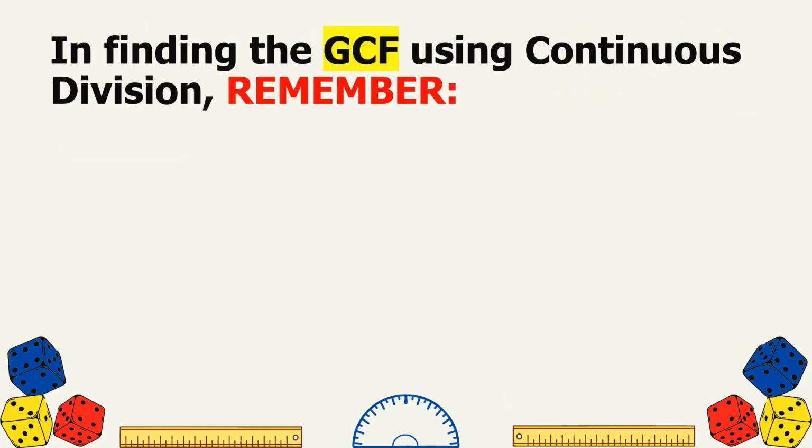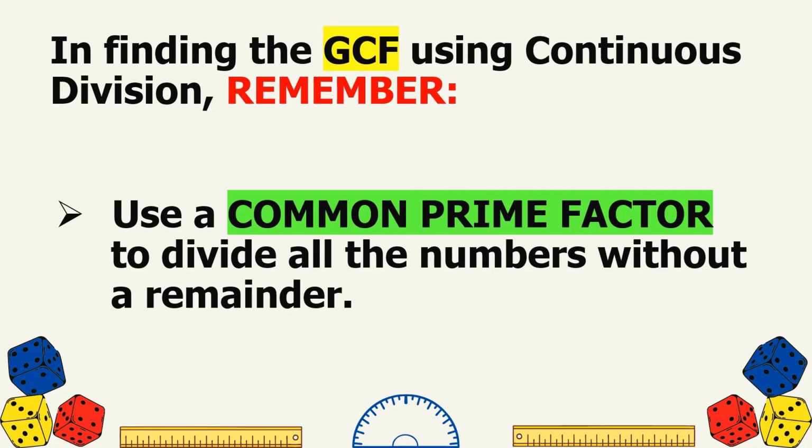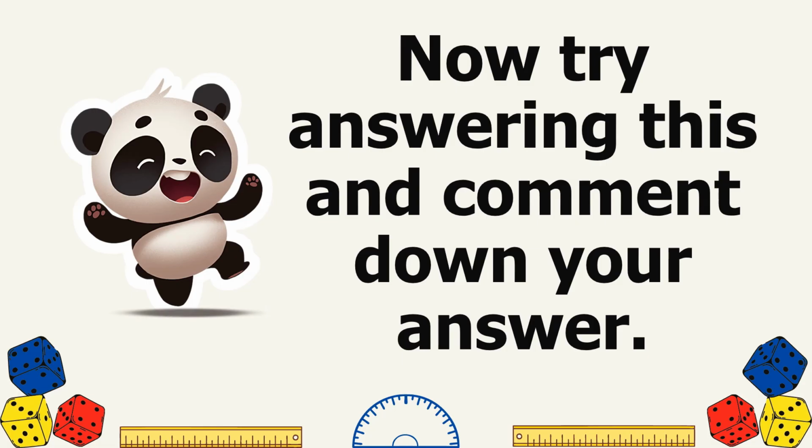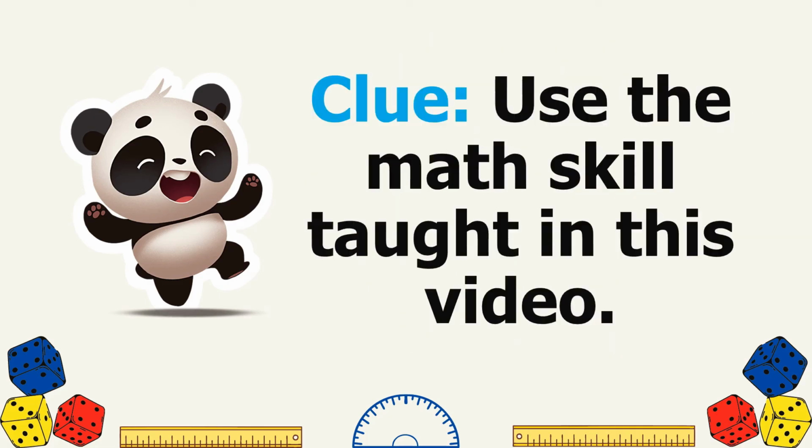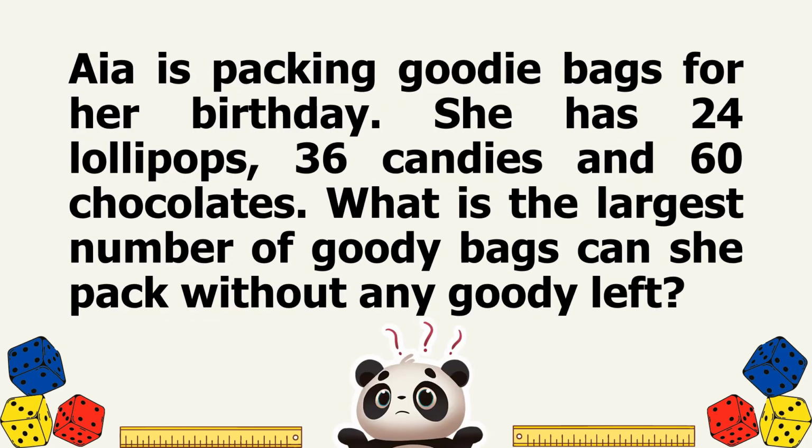So don't forget, in finding the GCF using continuous division, use a common prime factor to divide all the numbers without a remainder. And now, try answering this and comment down your answer. Clue: use the math skill taught in this video. Aya is packing goodie bags for her birthday. She has 24 lollipops, 36 candies, and 60 chocolates. What is the largest number of goodie bags she can pack without any goodie left?